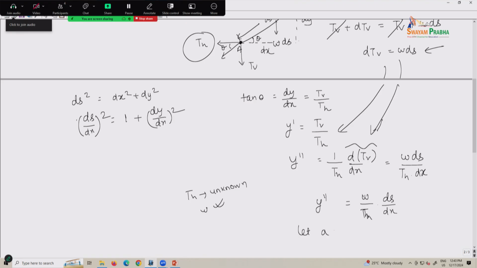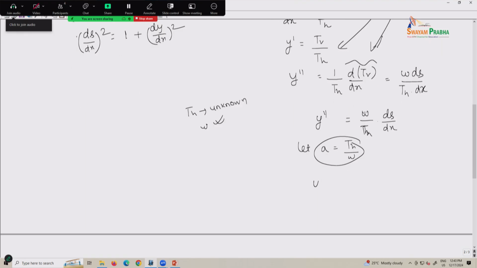So now let A equal to Th by w. So some understanding we are going to bring in. So we are bringing a new term, A equal to Th by w. So now this basically becomes y double dash equal to 1 by A ds by dx, right? The same thing, no change. So Th by w I have written as A and I have simply retained it, right?